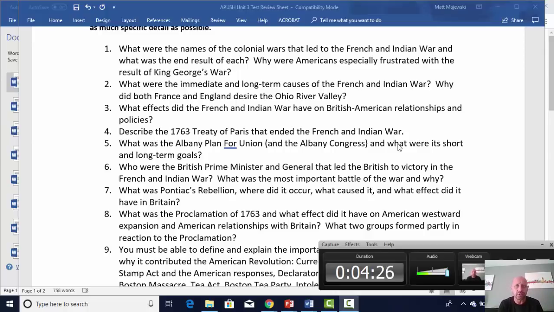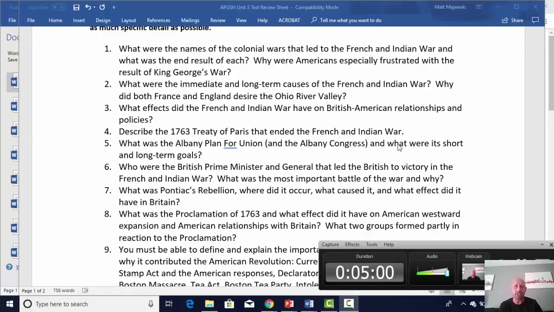Number 4, describe the 1763 Treaty of Paris that ended the French and Indian War. Well, England gains almost all of France's territory. Everything east of the Mississippi River and Canada, England gets. France gives everything west of the Mississippi to Spain, so France is basically removed from North America. They hold on to Caribbean islands, it's about it. So it's a massive victory for the British and a major defeat for the French. It makes basically Britain the undisputed leader in North America from that point forward.